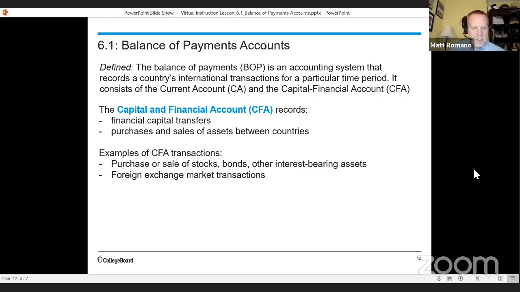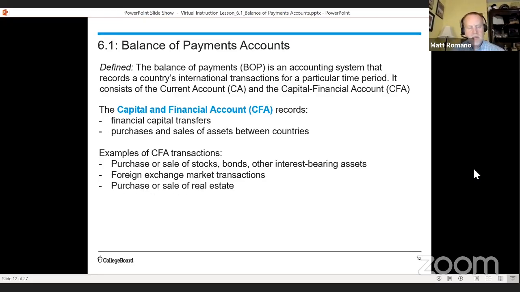If you're in the United States and, for whatever reasons we'll discuss later, you decide you need to purchase euros or pounds or yen or rubles or whatever, that transaction would go on the capital and financial account. And of course, the opposite is also true. Anyone outside the US purchasing dollars on the foreign exchange market, that also goes on their capital and financial account.